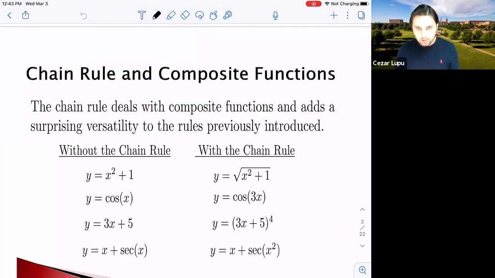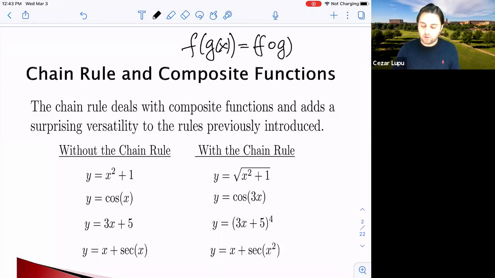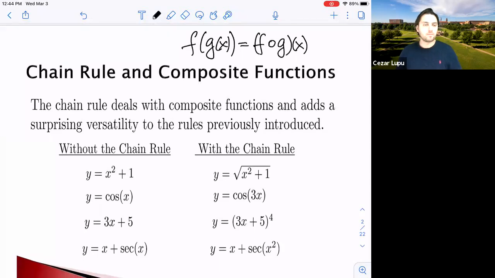So we had f of g of x, right? And remember, this was nothing else than just f composed with g of x. And you see, you have two functions, and the argument of one is the other. So in other words, this is what the chain rule is going to be all about. And I would like you to look at these examples.